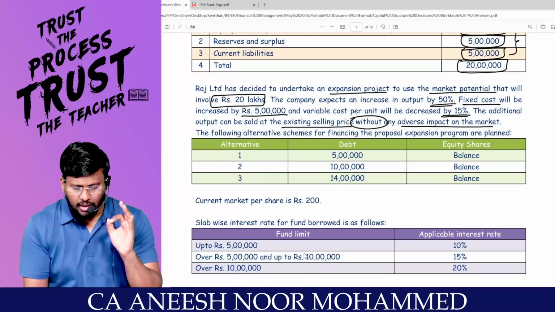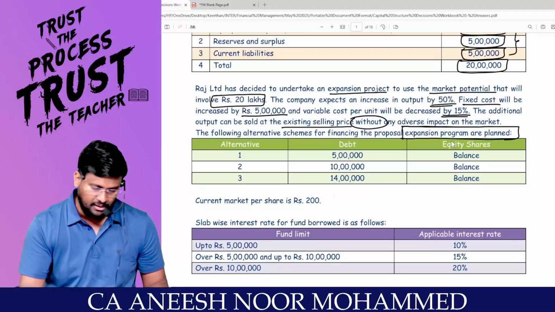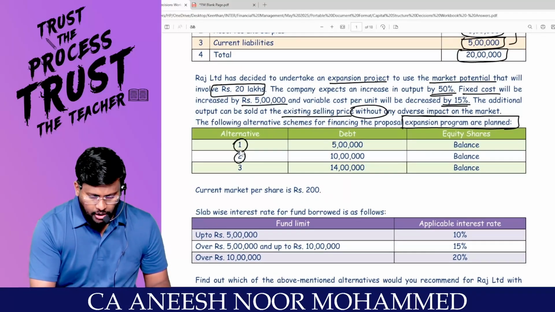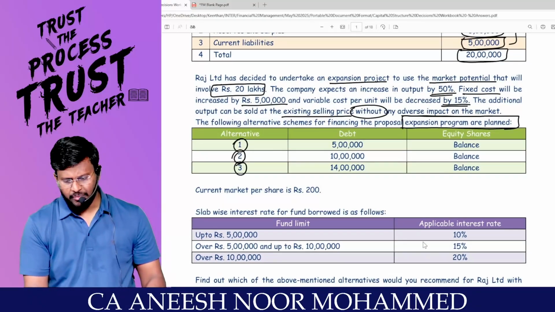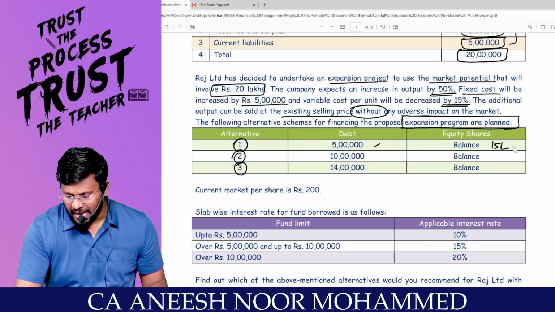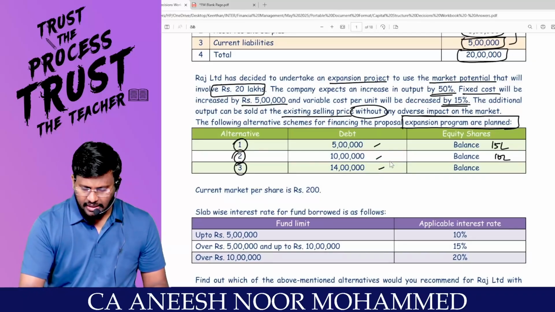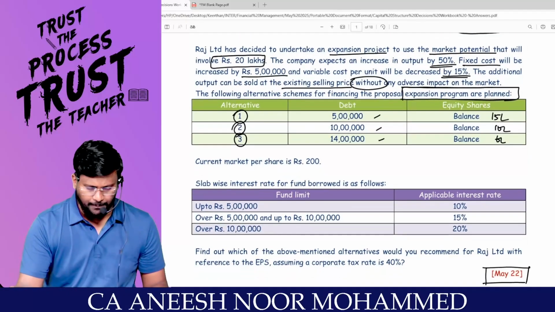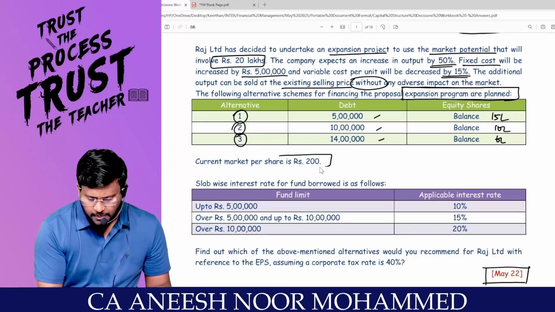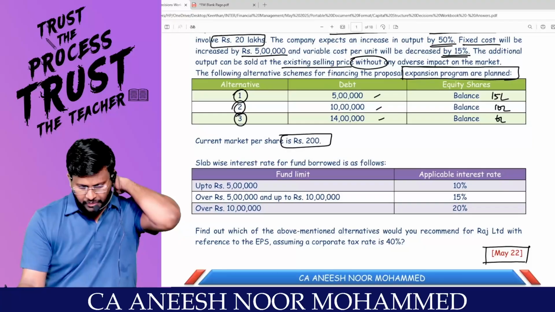Following alternative schemes for financing the proposed expansion program are planned. Alternative number 1, alternative number 2, alternative number 3. How many lakhs do we need? 20 lakhs. Debt 5 lakh, that means balance equity 15 lakhs. Debt 10 lakh, that means balance equity 10 lakhs. 14 lakh debt, balance equity. Current market price per share is 200 rupees. In the market, the shares are now going at 200.